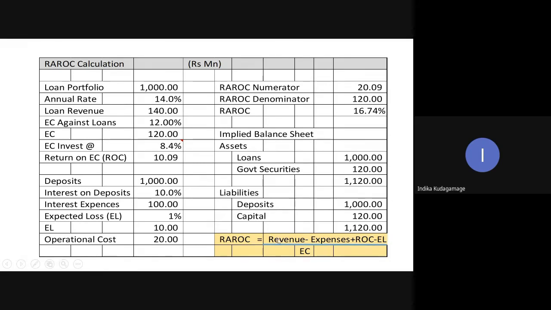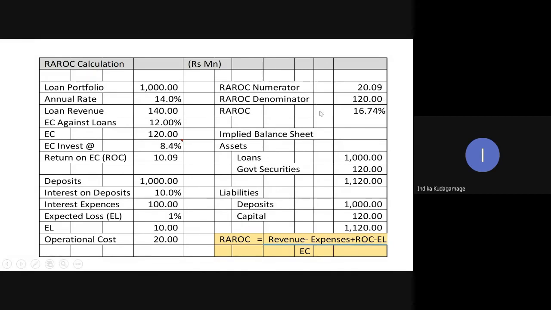ROC is equal to revenue minus expenses, plus return on capital, minus expected loss. Right? Revenue is 140. Expenses are interest expense plus operational expense. Then ROC, return on economic capital, 10.09 minus expected loss of 10. That is 20.09.